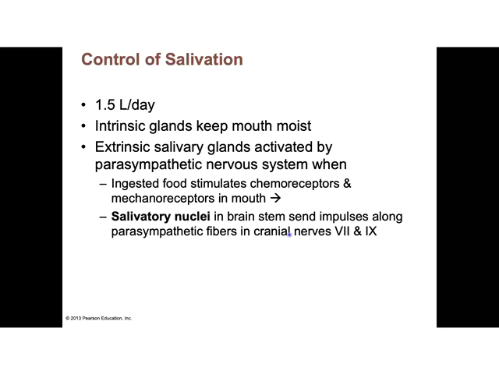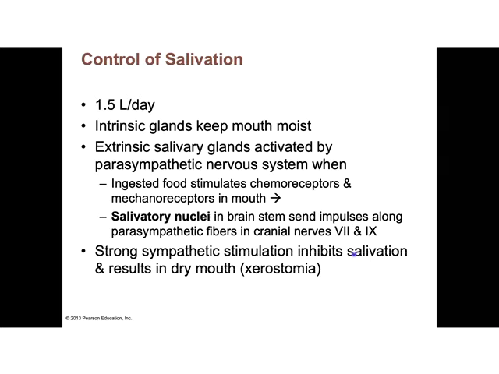Salivatory nuclei in the brainstem send impulses along parasympathetic fibers in cranial nerves 7 and 9. Okay, so that's the glossopharyngeal and the facial nerves. Strong sympathetic stimulation is going to inhibit salivation and result in a condition known as xerostomia, which is dry mouth. So this is why when you freak out, like you have to talk in front of a large audience, you get cotton mouth.